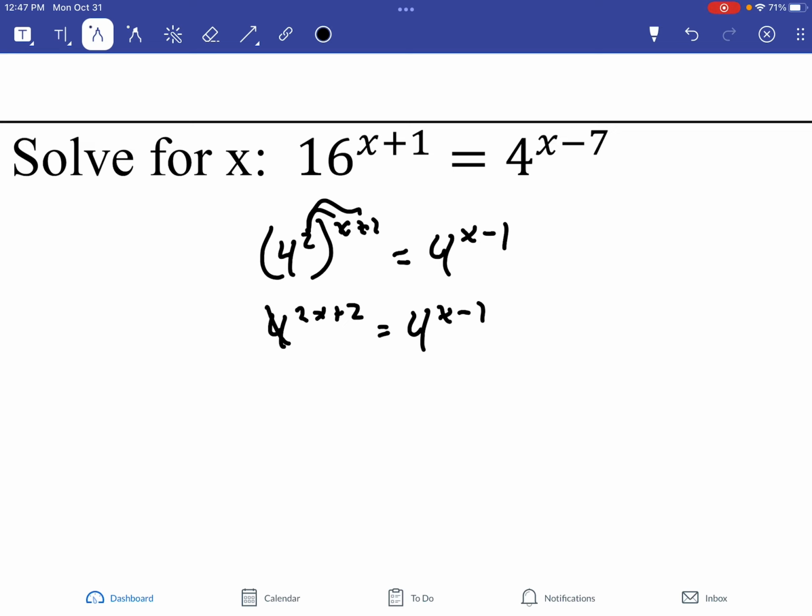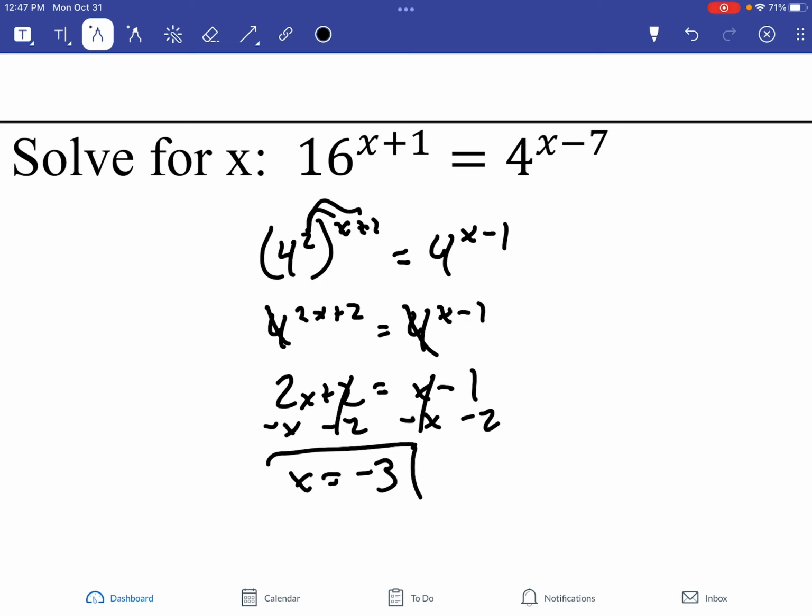Now that the bases are the same, we can cancel those out. So we have 2x plus 2 equals x minus 1. We subtract x on both sides and subtract 2 from both sides. So we have x equals -3. And we're done.